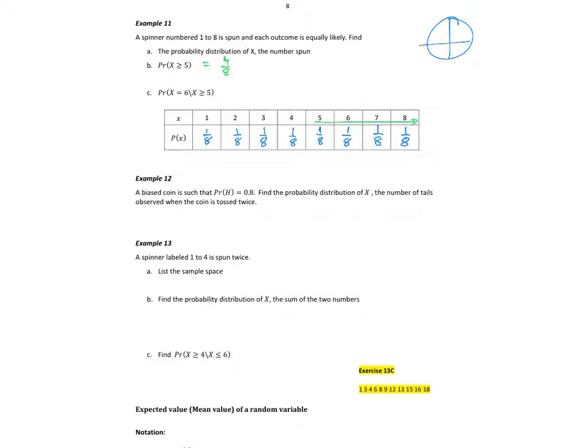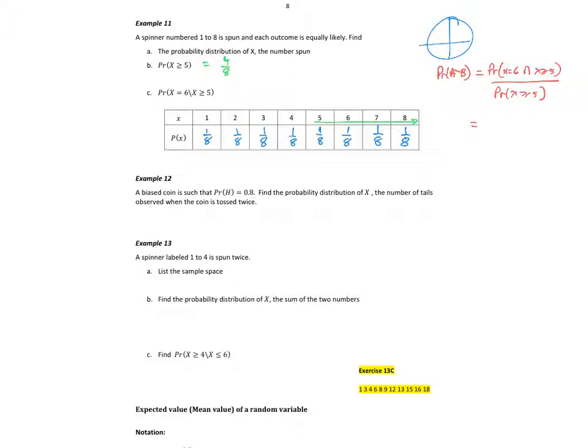And what does this say? The probability that x is equal to 6 given x is greater than or equal to 5. So that's a conditional statement. The probability of A given B is equal to the probability of being a 6 and greater than or equal to 5, over the probability that x is greater than or equal to 5.